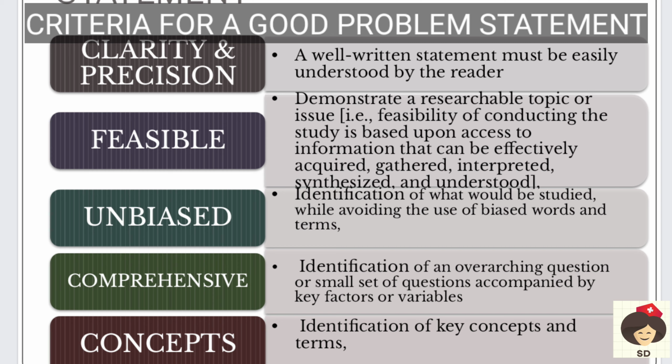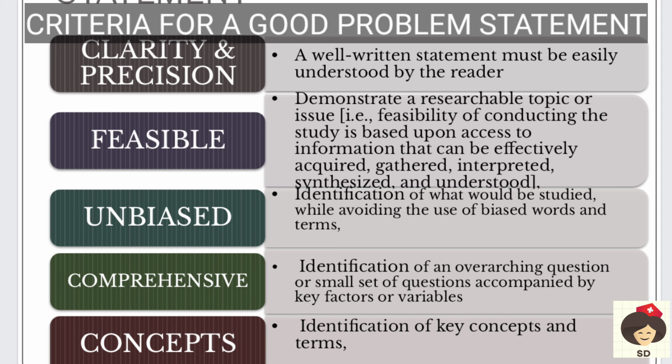And unbiased means the researcher should not have a particular desire for a particular group and neglect the other group. So there should not be any bias while doing the study. And comprehensive means there should be identification of overarching questions or a small set of questions accompanied by the key factors or variables.